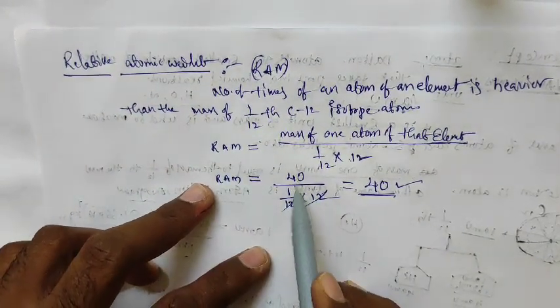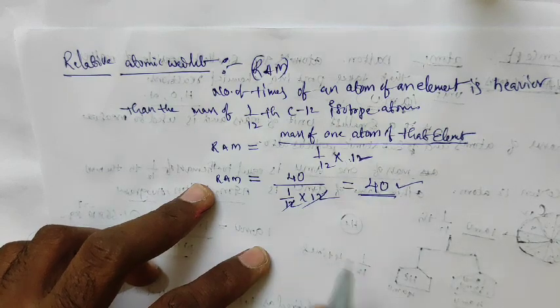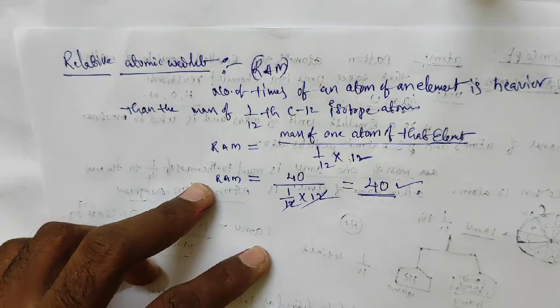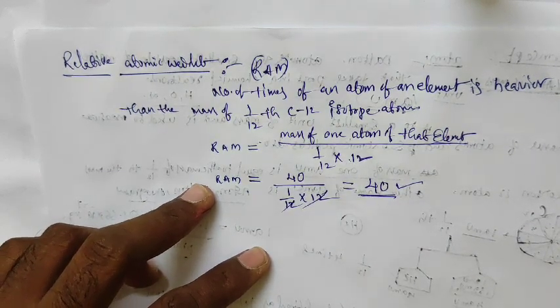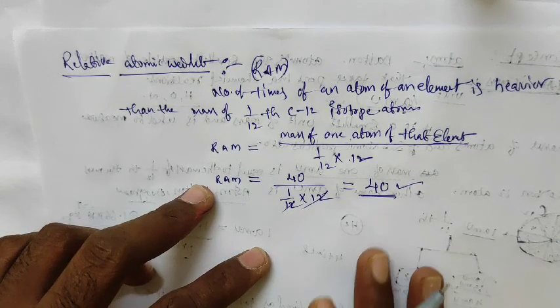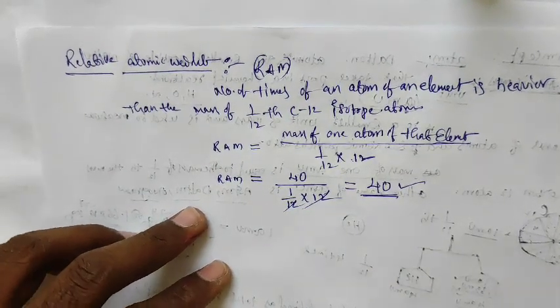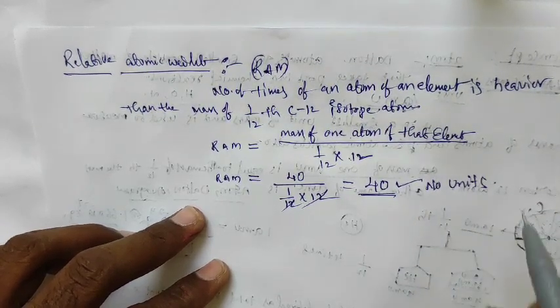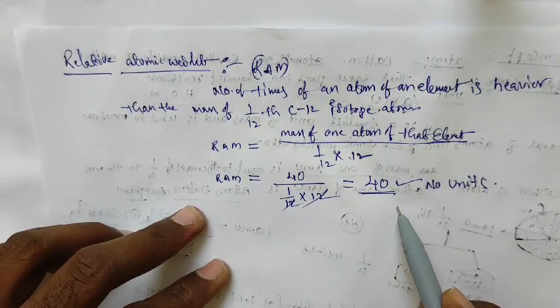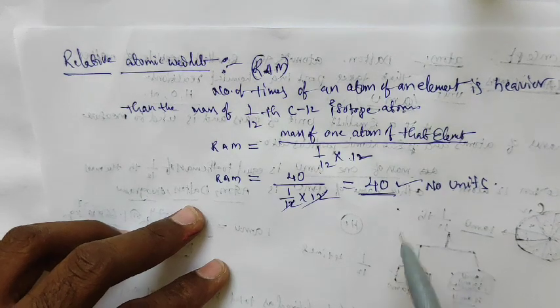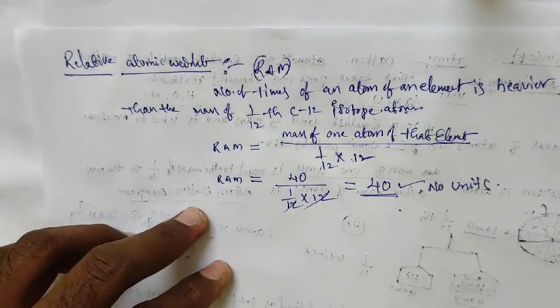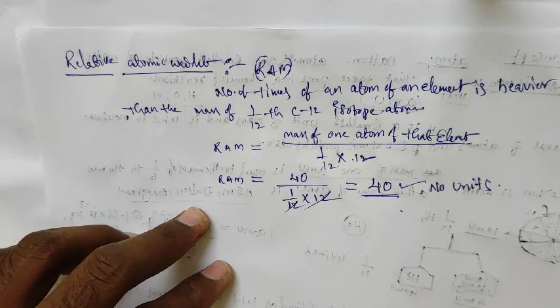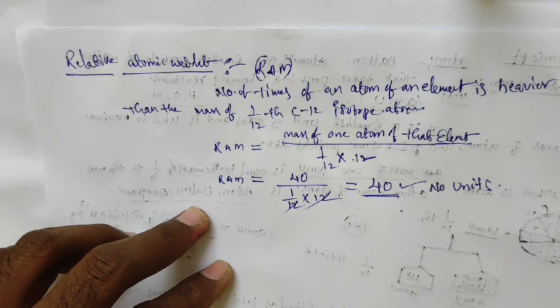Already we know the mass: 1 by 12 into 12, the 12s get cancelled. We will get 40 by 1, that is also 40. So relative atomic mass has no units, but atomic mass has a unit.